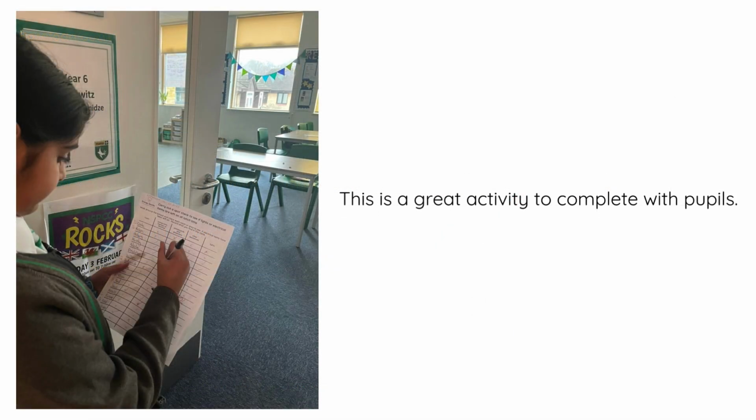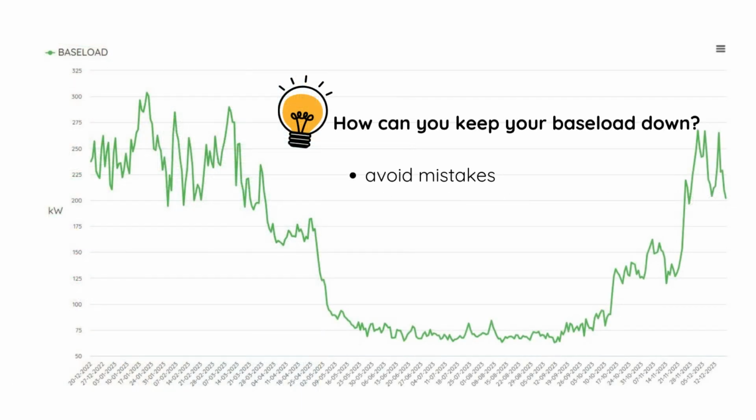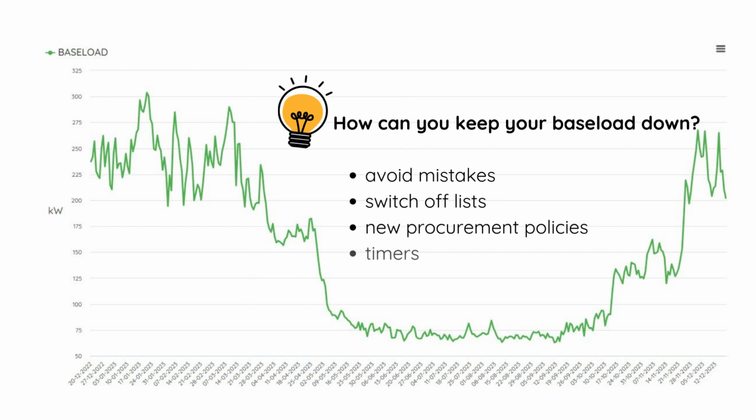Go around the school and look for things that use electricity. Think about which might get left on overnight, either on purpose or by mistake. Plan for the future. How can you keep your baseload down? If things are left on by mistake, think about how you can stop that happening in the future. Could you add switch-off lists to all classrooms? Does your school need new policies to make sure energy consumption is taken into account when buying new equipment? Could timers be fitted to existing equipment, such as lights, water coolers and ICT equipment?